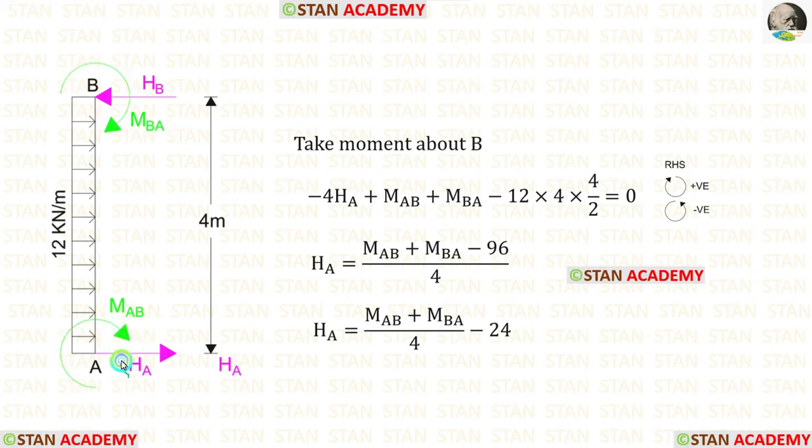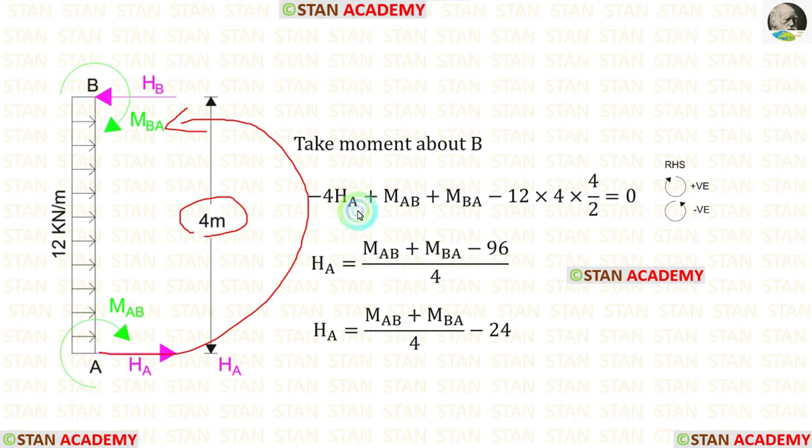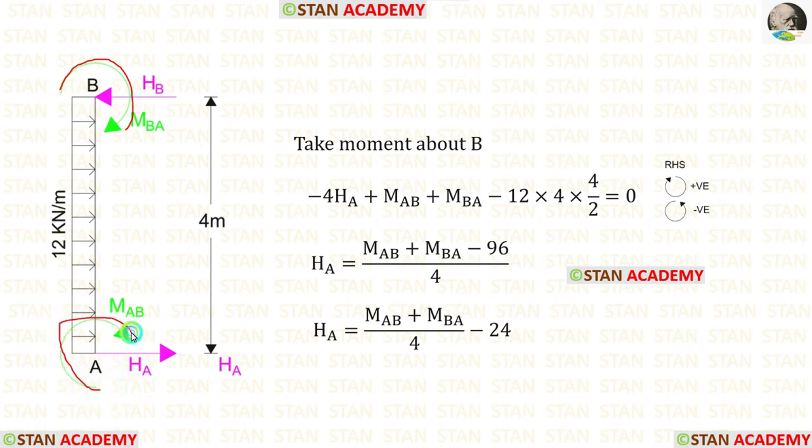Also, we have to assume HA is acting towards the right side. Let us take moment about B. In this case, I am moving towards right hand side. Clockwise will be positive and anti-clockwise will be negative. HA is acting in the anti-clockwise direction and the distance is 4. So minus 4 HA. The moments are acting in the clockwise direction.